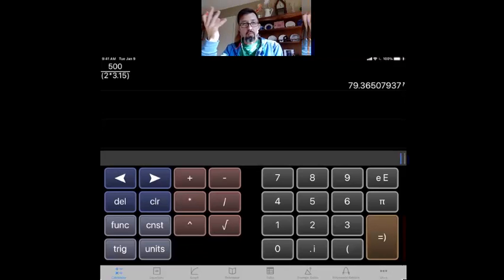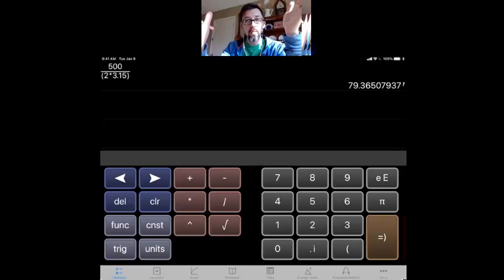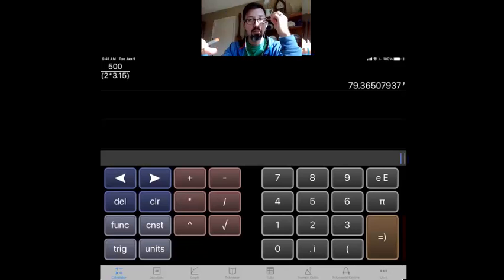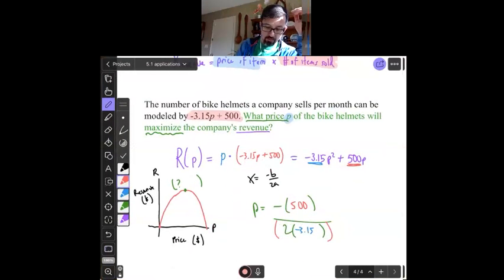We go back to context. This is money. This is the price of a bike helmet. Money has its own set rounding levels. It's not something we come up with. So money is always 2 decimal places. So the appropriate answer here is 79.37. $79.37 would be the price that they should set it at to maximize their revenue. So 79.37.